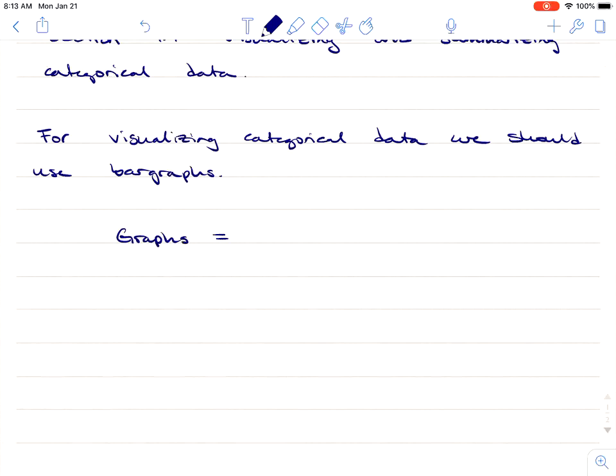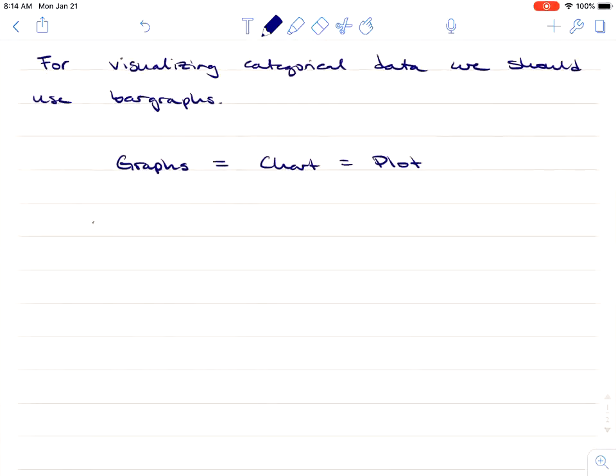I'll just make a note here that, because some people are thrown off, sometimes I'll say a bar plot, sometimes a bar graph, I'll even say a bar chart, but a graph is a chart, which is a plot. I'll use those all interchangeably. So a bar graph is the same as a bar chart, which is the same as a bar plot.